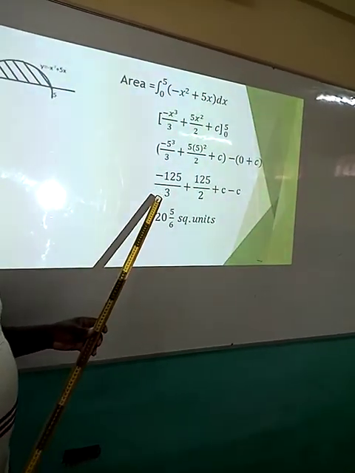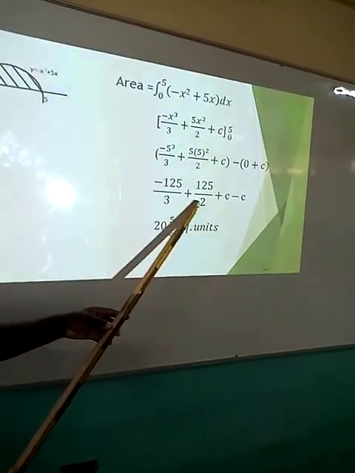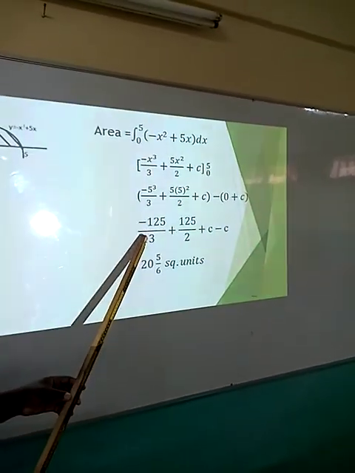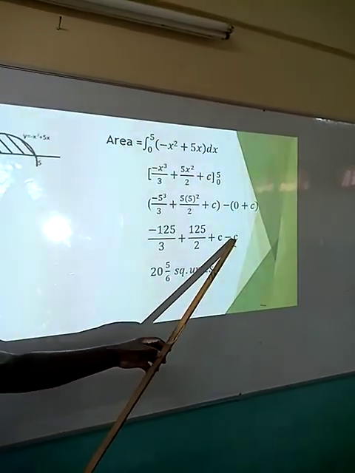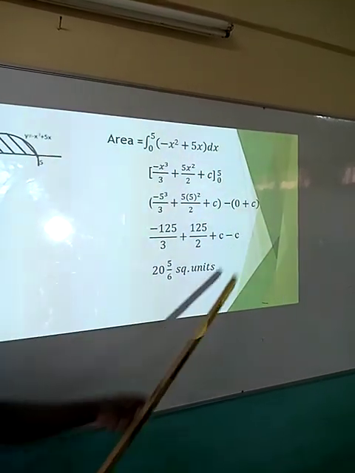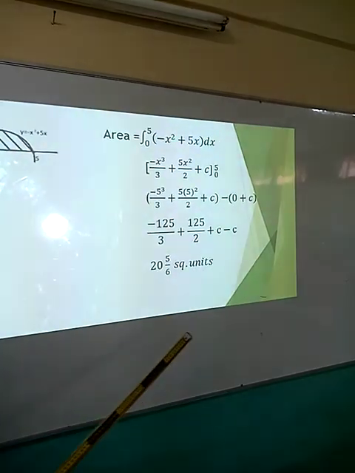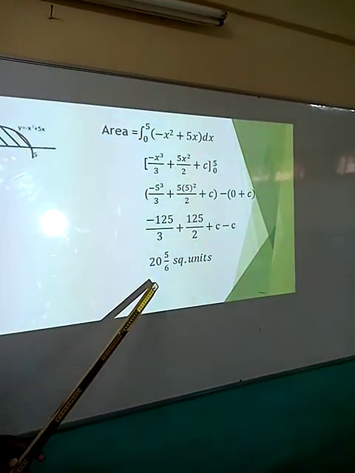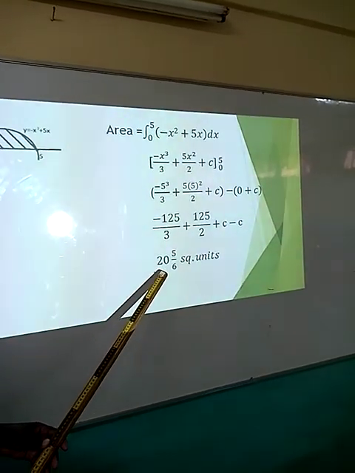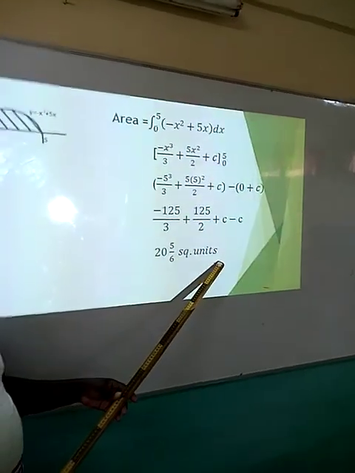When you move to the next stage, we are simplifying. And I want you to again follow with your calculator. We have simplified, and in the next bracket, where we have 0 plus c, the result will be negative c. As I told you, c and c will be 0 after subtraction, and the result we get is 20 and 5 over 6 square units.